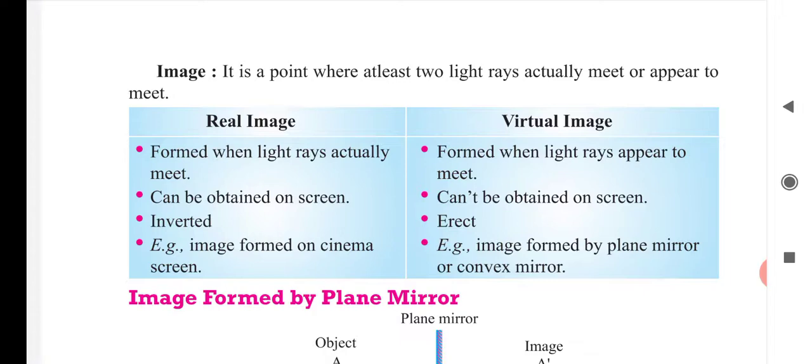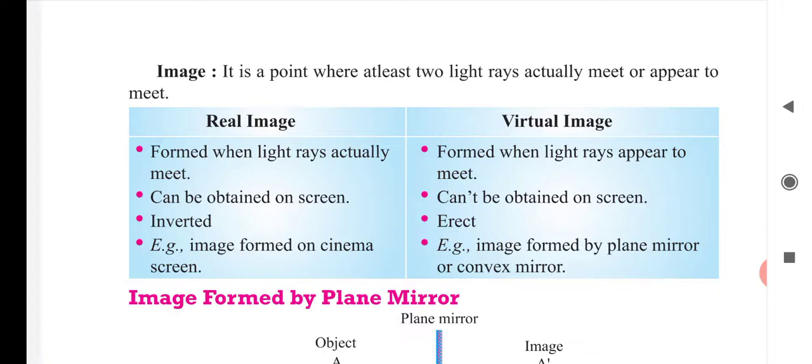So let me repeat it once again. Image is the point where at least two light rays or more than two light rays actually meet or appear to meet. If they actually meet, we call it a real image. If they appear to meet, we call it a virtual image. So a real image can be obtained on a screen, whereas a virtual image can't. Real image is always inverted and virtual image is always erect.